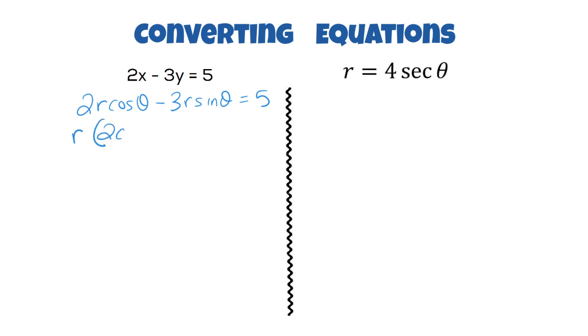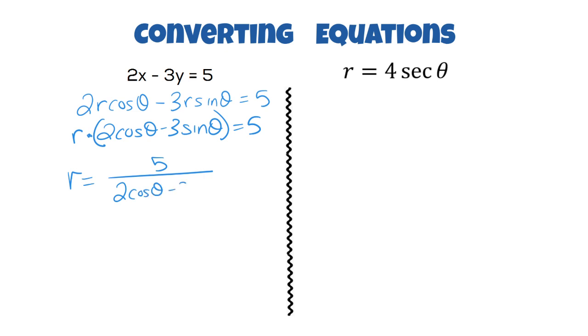and then what I'm going to have left is 2 cosine theta minus 3 sine theta equals 5. And remember, my whole goal is just to isolate the r. And since that's being multiplied right there, I'm just going to divide both sides by that big old set of parentheses, and I'm going to be done. It's not going to look pretty, but it's got the r isolated. 5 over 2 cosine theta minus 3 sine theta.